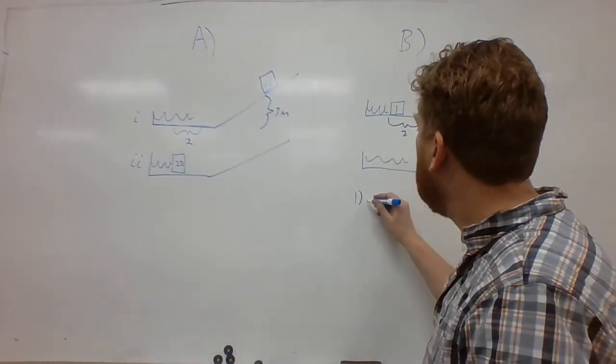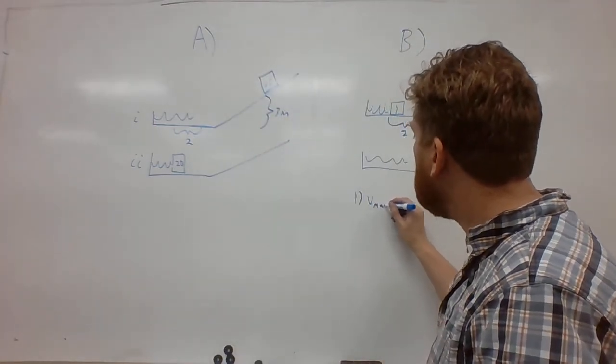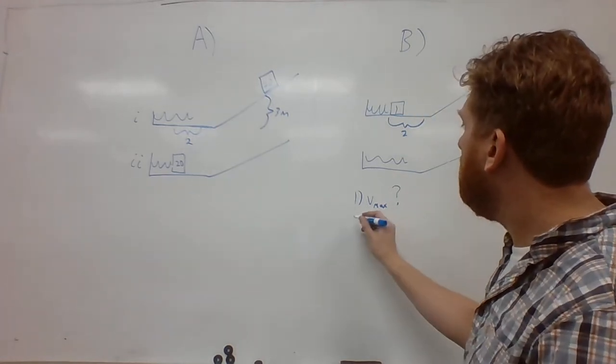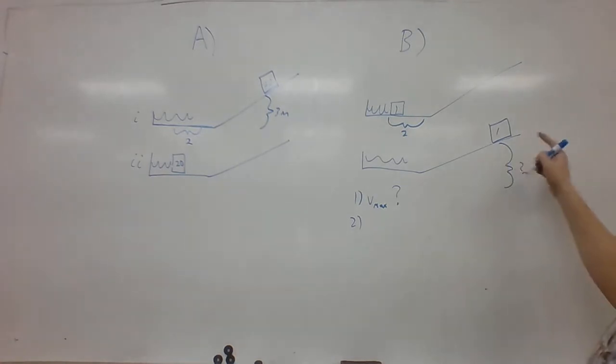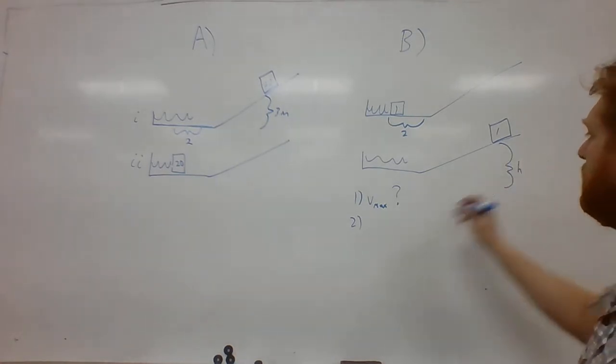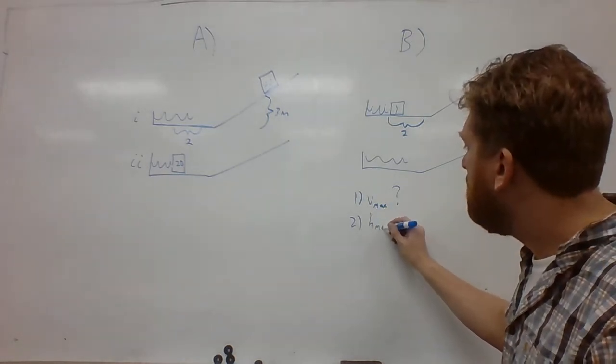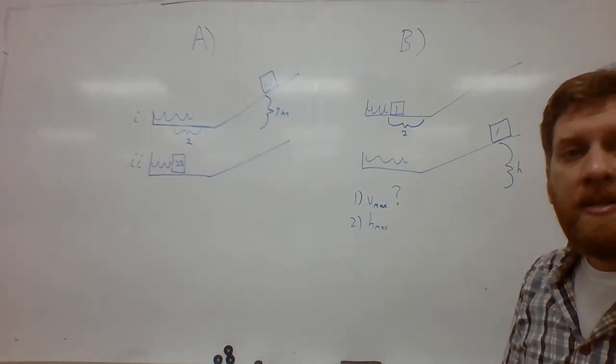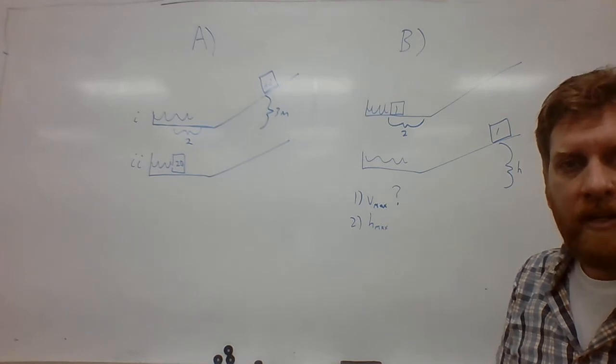We have two things that we're solving for here. One, the maximum velocity of the 1 kilogram mass. Two, the maximum height, I'm going to label as h, of the 1 kilogram mass as it goes up the ramp. This is a problem in energy conservation.